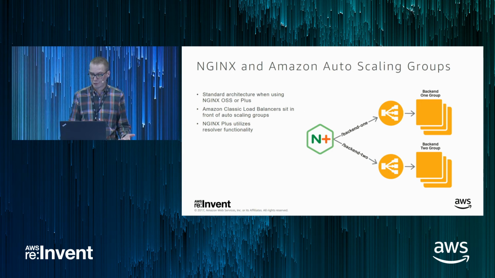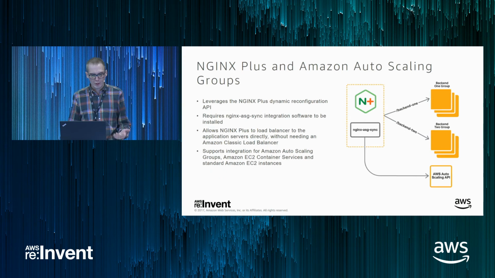So what we've done is we've written a plugin that runs on your NGINX Plus nodes, and it allows you to use the Amazon SDK endpoint to pull information about those auto-scaling groups. So now you can take out those classic load balancers, and NGINX will load balance directly to the auto-scaling group servers, giving you more control over all of the different routing algorithms and session persistence or anything you might need for these back-end applications.